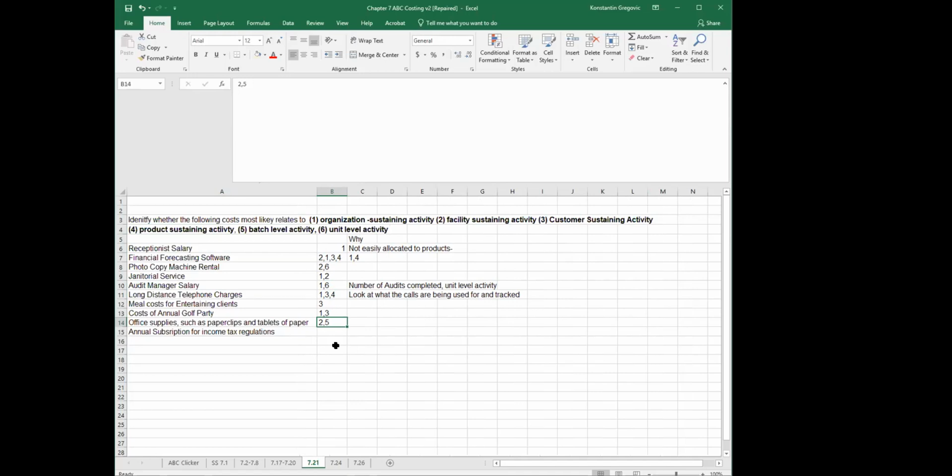If it's office supply, that probably will be facilitated because everybody will be using it. They are purchasing it. But if they are producing office supply, then she's probably right. I'm guessing it could be one as well, an organization sustaining activity. Also could be a facility sustaining. I'm not so sure on the batch, but we'll leave it on there. Annual subscription for income tax regulations. Who would be using that information? One, organization, more than likely it is one.